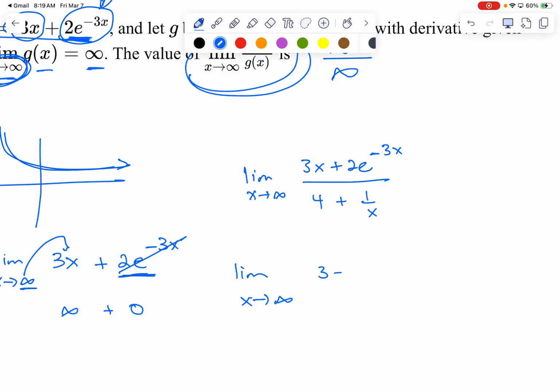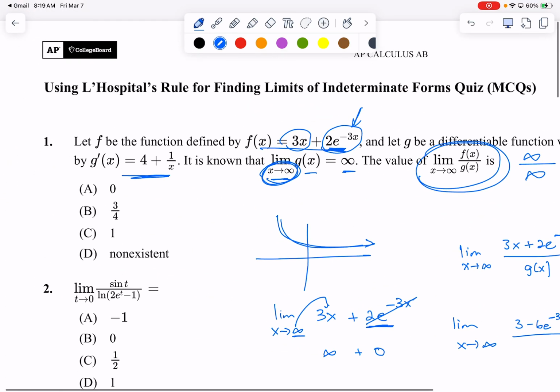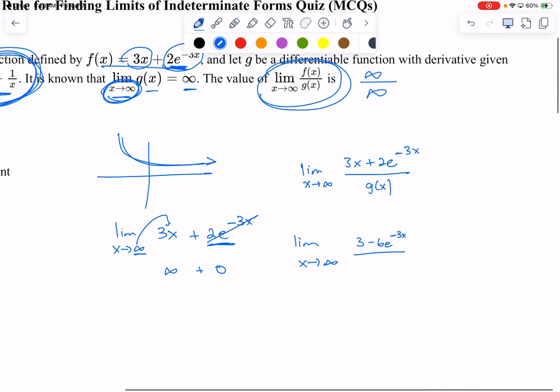3 minus 6e to the what? Negative 3x. Correct? And we know the derivative, sorry, this was supposed to be g of x. And the equation they give you is actually not g, it's what? That's actually g prime. So you keep it the same. 4 plus 1 over x.